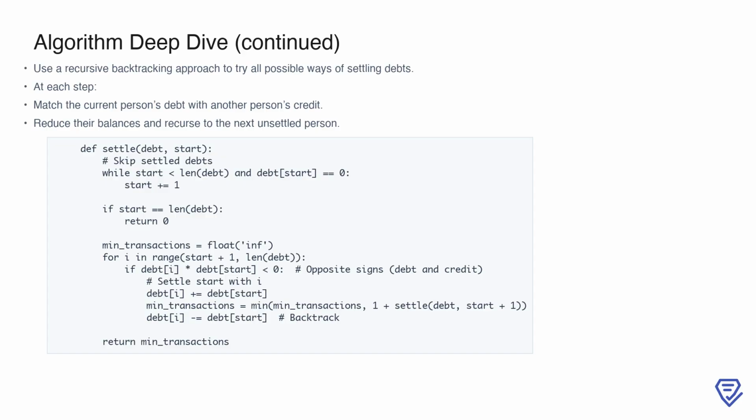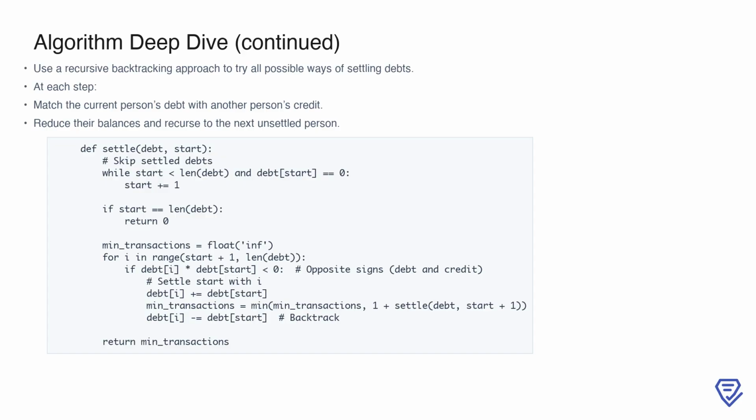At each step, we skip over any individuals who already have a balance of 0, as they no longer need to participate in the settlement. For each unsettled person, we look for another individual with an opposite sign in the debt list, meaning one owes and the other is owed. When a match is found, we temporarily settle their debts by adjusting their balances and then recursively attempt to settle the remaining debts. After exploring this path, we backtrack by restoring the original balances, allowing us to try other potential matches. For example, if person 1 has a credit of 10 and person 0 has a debt of -5, we can settle part of their amounts and move forward.